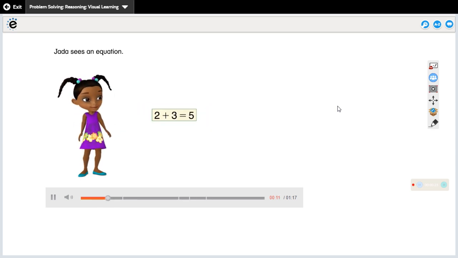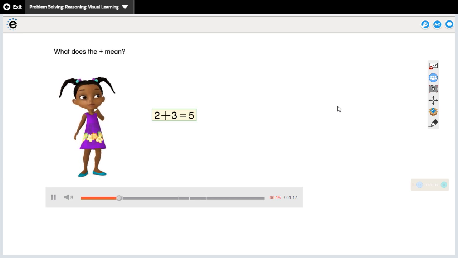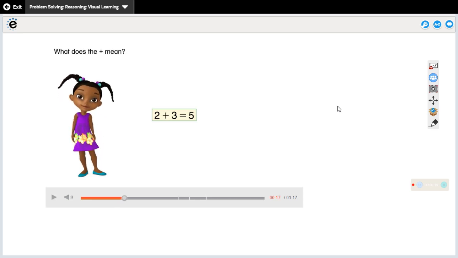Jada sees an equation. What does the plus sign mean? Do you know what the plus sign means? It does mean addition, but what does it mean? What do we do with the 2 and the 3? Let's see. It means add. How can Jada solve this problem?